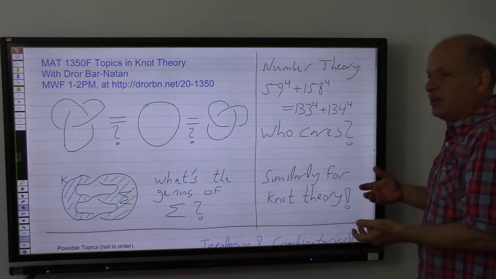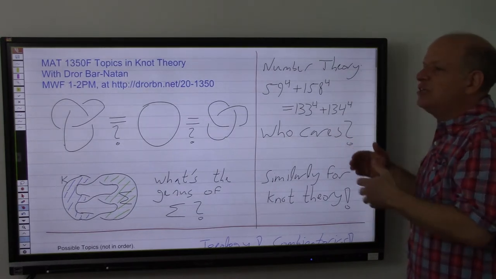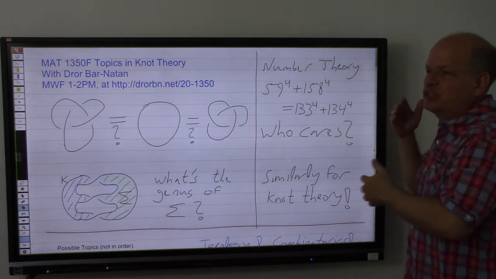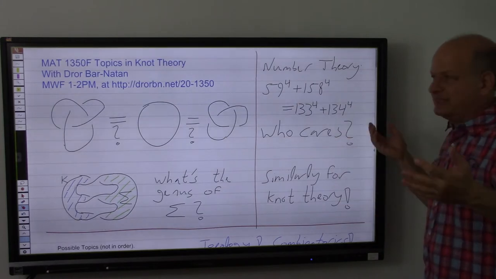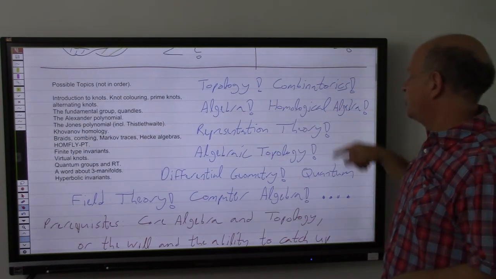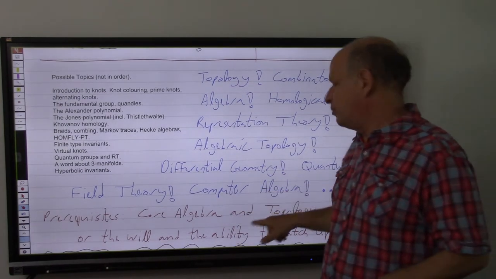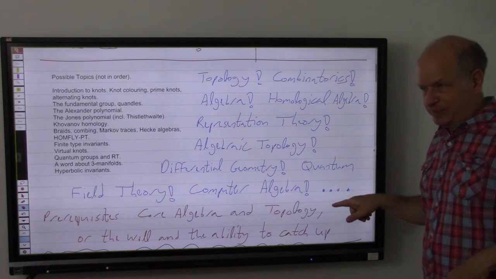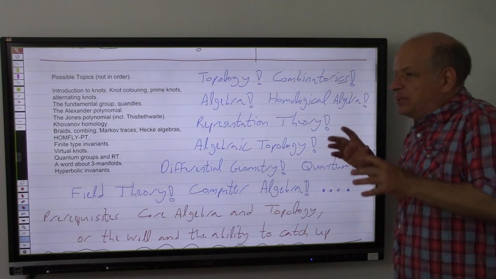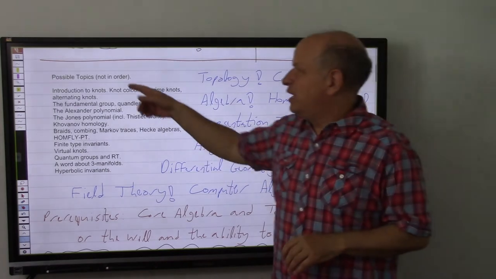The real reason we care is because this leads us to a huge amount of interesting mathematics. If it's number theory, we're led to algebraic geometry and automorphic forms and various things in analysis. If it's knot theory, we are led to topology, combinatorics, algebra, homological algebra, representation theory, algebraic topology, differential geometry, quantum field theory, computer algebra, and more. Not all of these things will I do in this class, but there will be a taste of many of them.